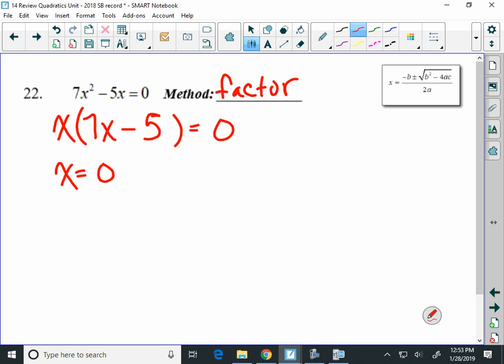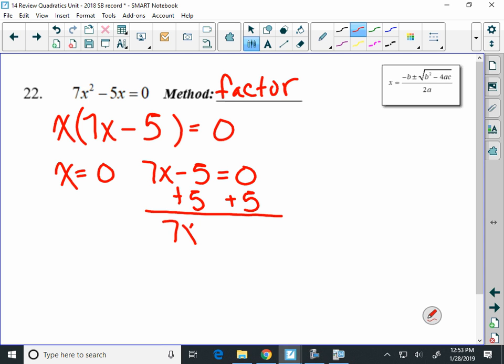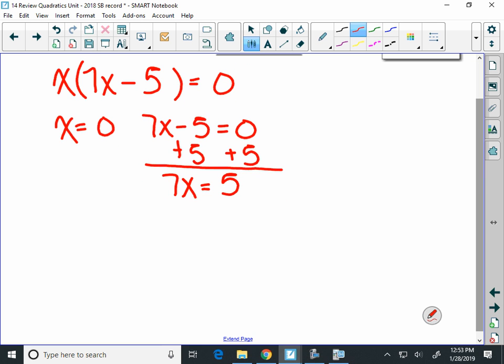Factoring, when we can do it, is a very quick method. But it might not be your favorite. And again, if it's not your favorite, maybe you should do the quadratic formula. Divide both sides by 7. And here we get our other root, 0, solution to x-intercept. So we end up with x equals 0 and x equals 5/7.